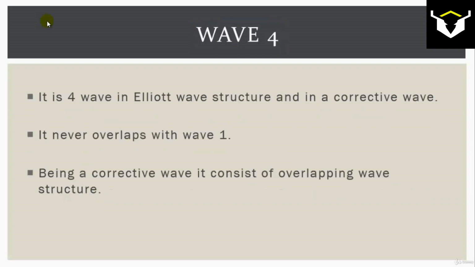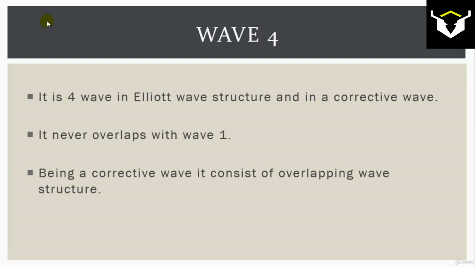Wave 4 is the fourth wave in the 5-wave structure. It is also a corrective wave. One of the most important rules is wave 4 never overlaps with wave 1. Since the whole 5-wave structure is a trending wave structure, it is one of the most important rules to qualify itself as a trend that no corrective wave overlaps with its previous corrective wave. As a result, wave 4 never overlaps with wave 2 or wave 1.